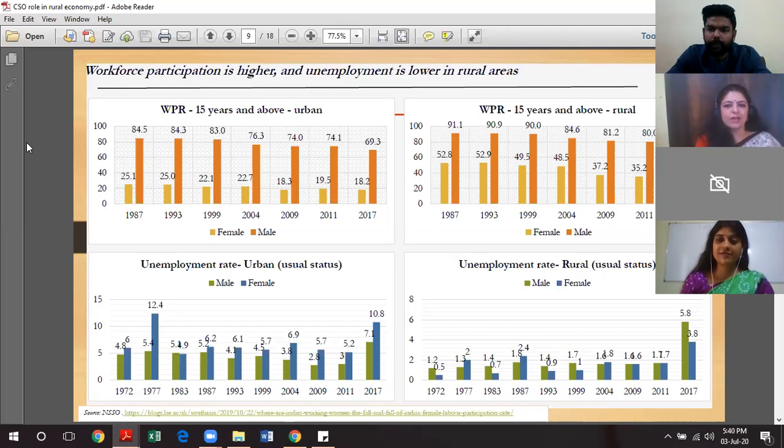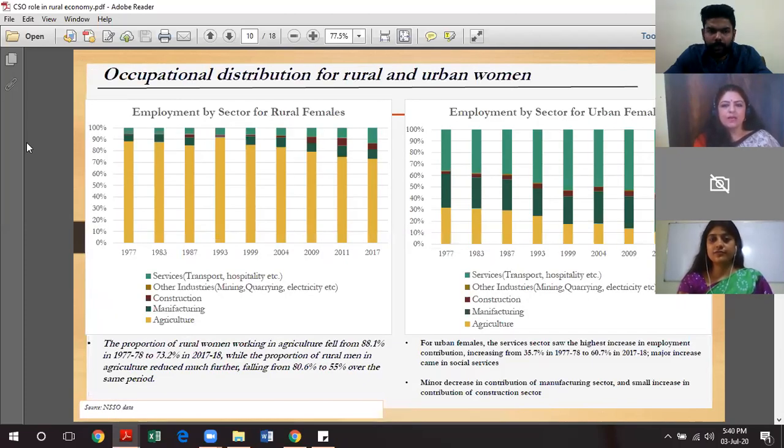Here I'll be talking more about urban females. There is an increase in percentage in some of the service sectors, wherein women are working as nurses and in the hospitality sector. There is a marginal increase in that trend. However, there is a decrease when it comes to agriculture women's participation. That may be because some agriculture tools have come, so that may be one of the reasons.